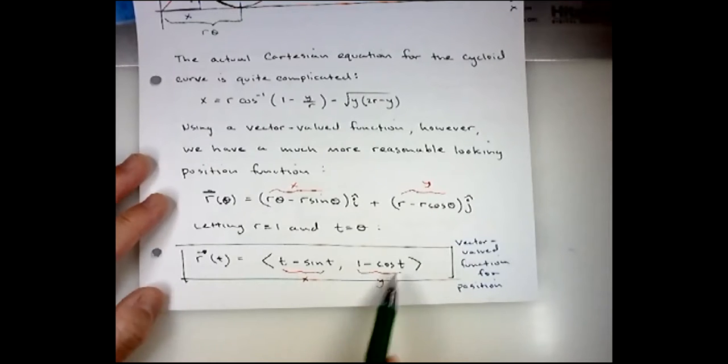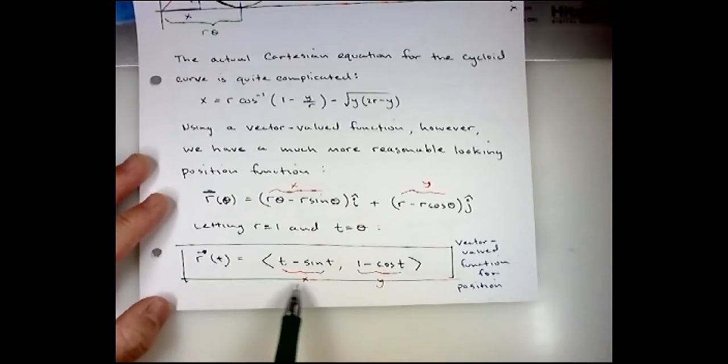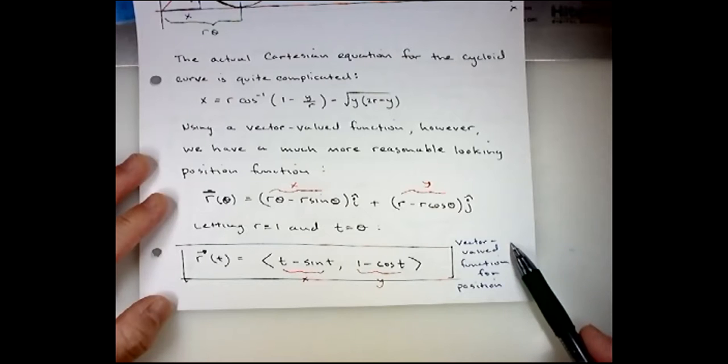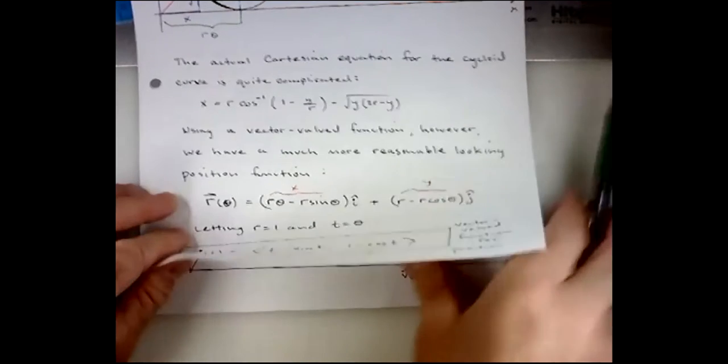So now you can think of this as giving a vector that points from the origin to where the bug is over time. You could literally think of t as time, okay? It also represents the angle theta. So this is a vector valued function for position. So let's see how that works.